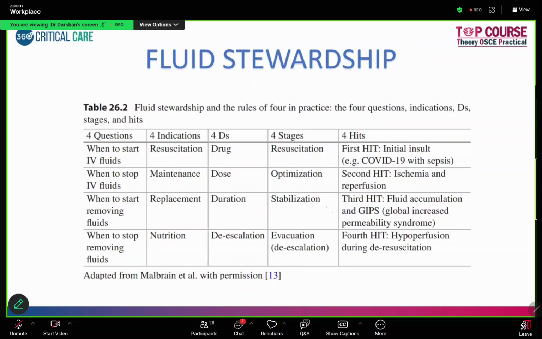If you can take this screenshot, I think you'll understand it as a whole. Here, when you're looking at fluid stewardship, it looks into the ROSE concept as well. If you see, there are 4 questions, 4 indications, 4 stages and 4 hits. They are also mentioned here. If you can read this slide, I think you'll be able to understand. Remember, the ROSE concept was actually given by Manu Malbrain. He started it in, I think, 2014 and later on.